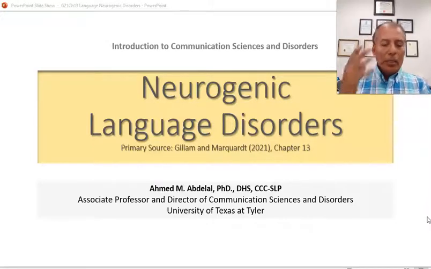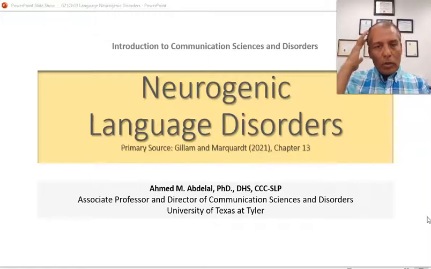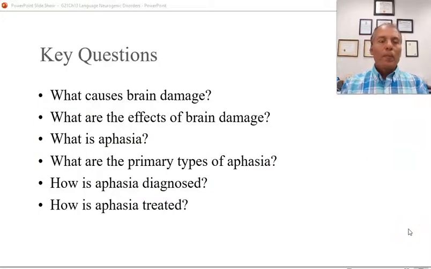Neurogenic refers to disorders that are caused by some kind of brain damage. It has to do with neurological. So we're going to speak about brain damage, particularly acquired brain damage. And the focus is on aphasia.